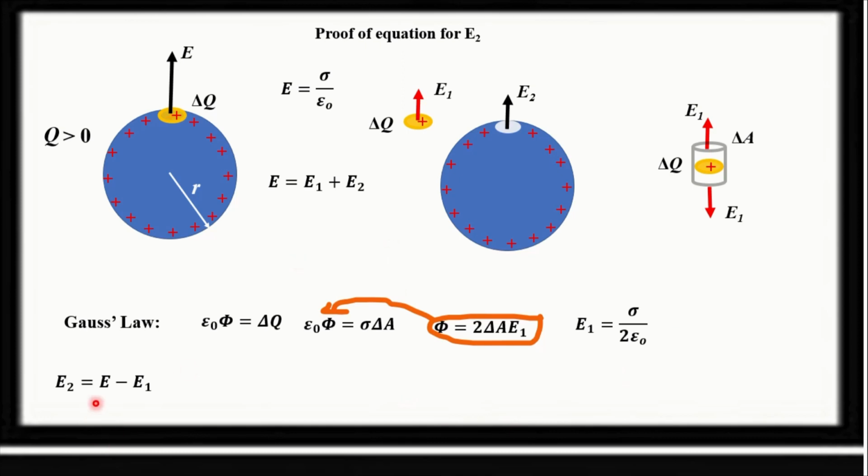Now, to calculate E2, we find E2 from the equation for electric field E: E2 equals E minus E1, and then use the magnitudes of E and E1. And we find immediately that E2 is sigma over 2 epsilon naught. This is exactly the value of this field which we used before. At this point, we have finished consideration of the problem.